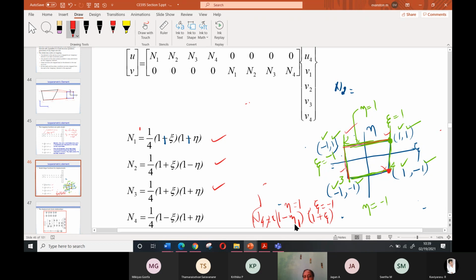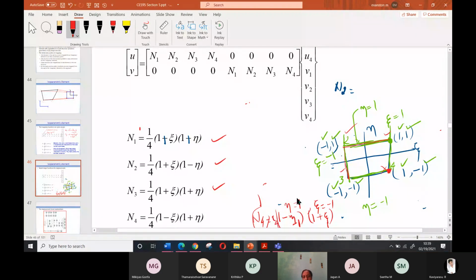And, sorry, yes, eta is equal to minus 1, and xi is equal to 1. So this is 1 minus of minus 1, it will become 2. So 2 into 2. So C4 will be equal to 1 by 4.